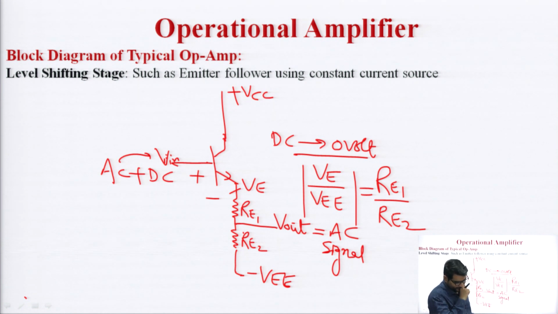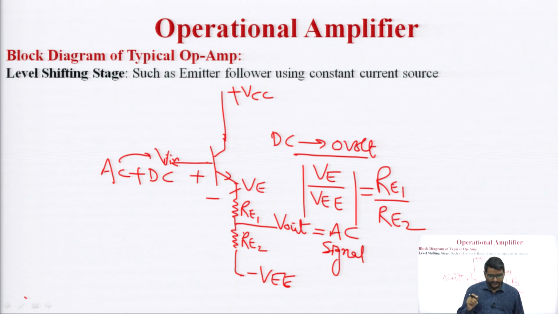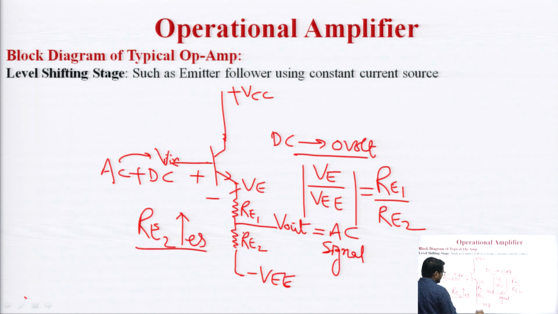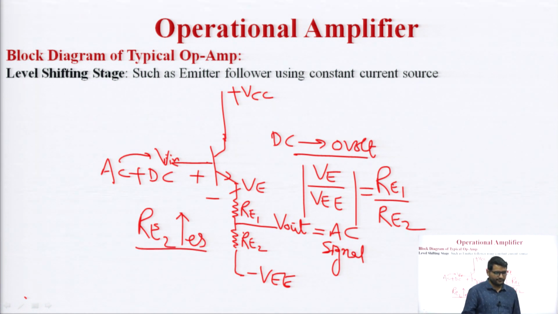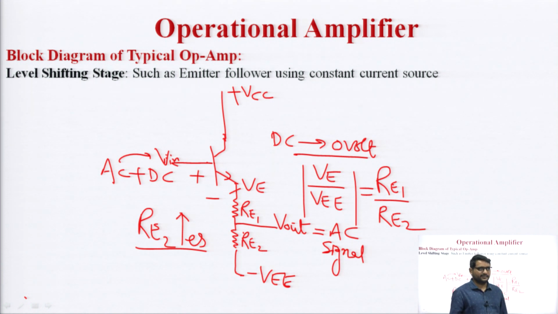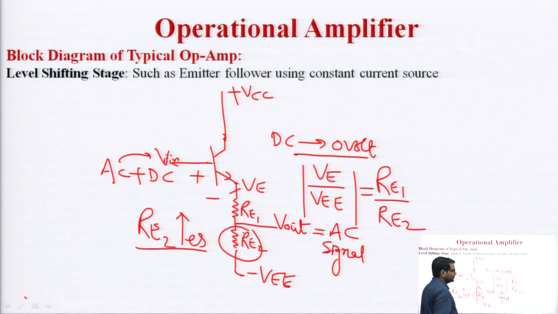Now, the emitter follower has high input impedance, and it also provides high input impedance to the operational amplifier. Here RE2, if RE2 increases, it is very difficult, a high value of RE2 will not be available in integrated circuit form. We neglect RE2 and use a current mirror circuit in place of RE2. We replace RE2 with a constant current source.